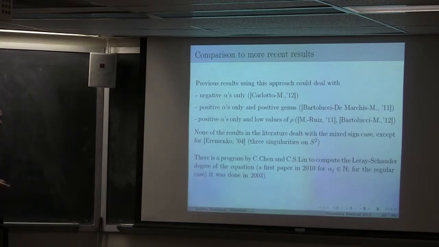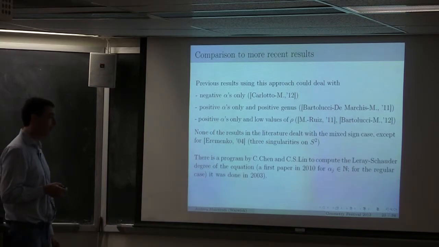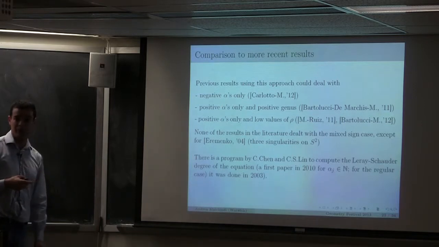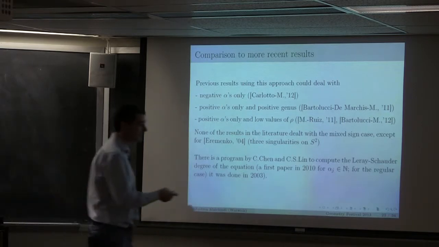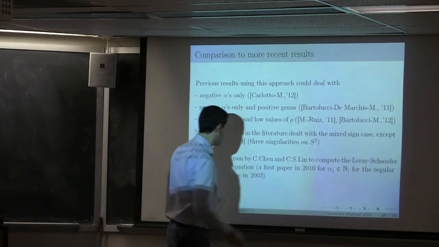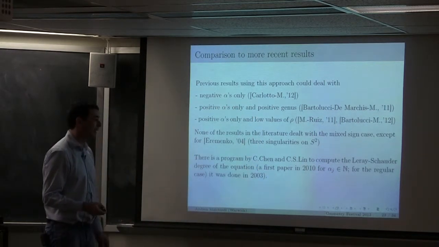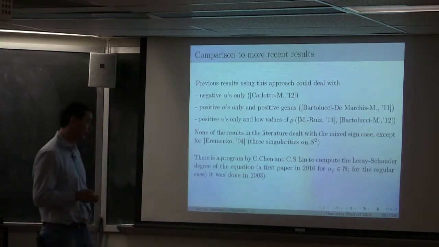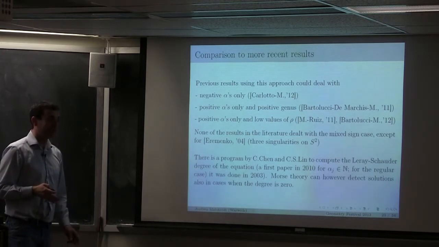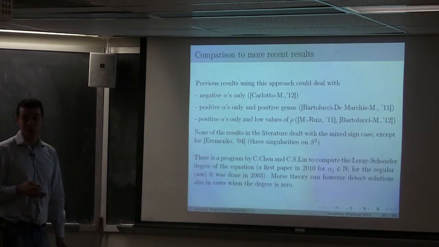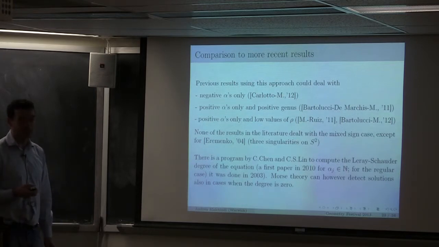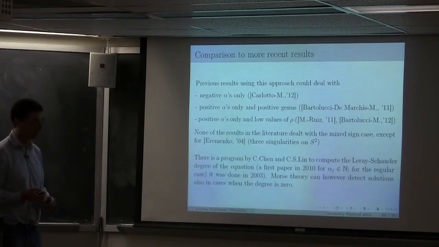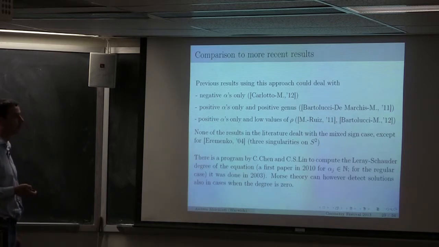And there is indeed a program by two people in Taiwan, Chen and Lin, to compute the Leray-Schauder degree of the equation. They have a paper that appeared in 2010 for the case of integer weights. This was actually done for the regular case, with no singularities, in 2003, still by them. And I would like to say that in general, you would expect to get stronger results using Morse theory, because Morse theory can detect solutions even when the total degree of the equation is zero. So you would expect to get more general results with this approach.